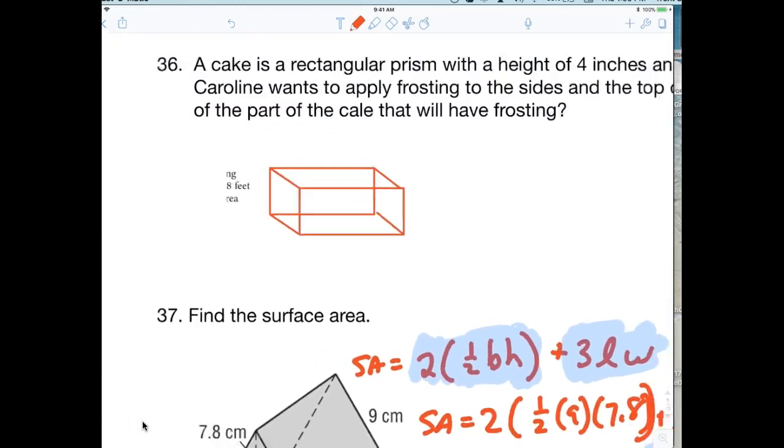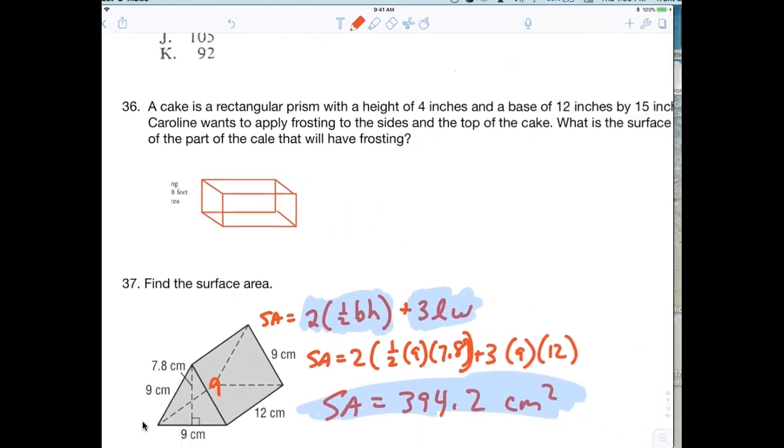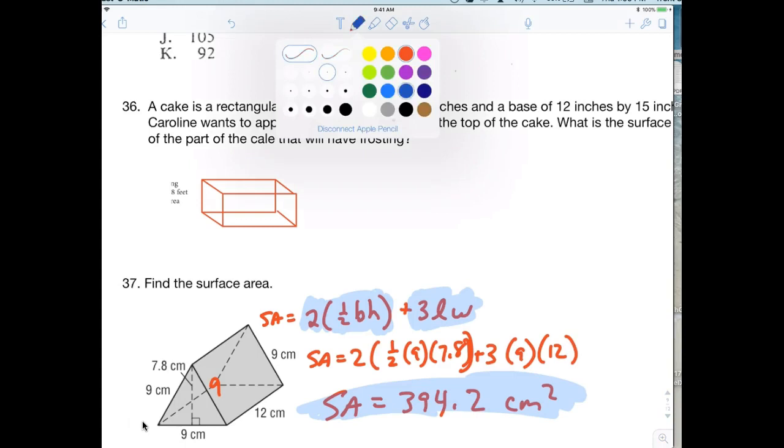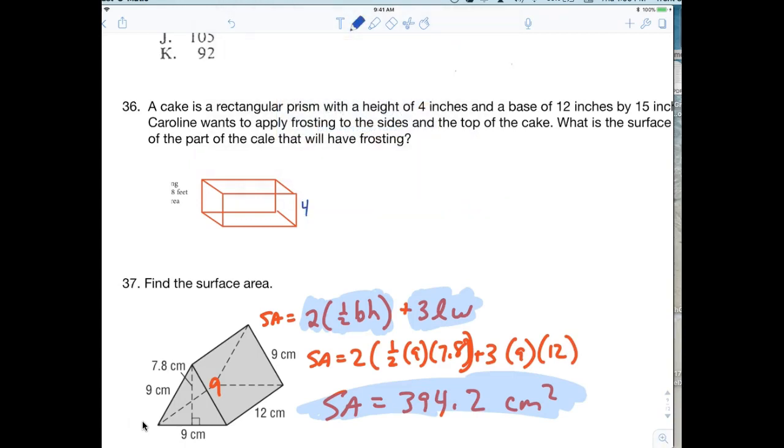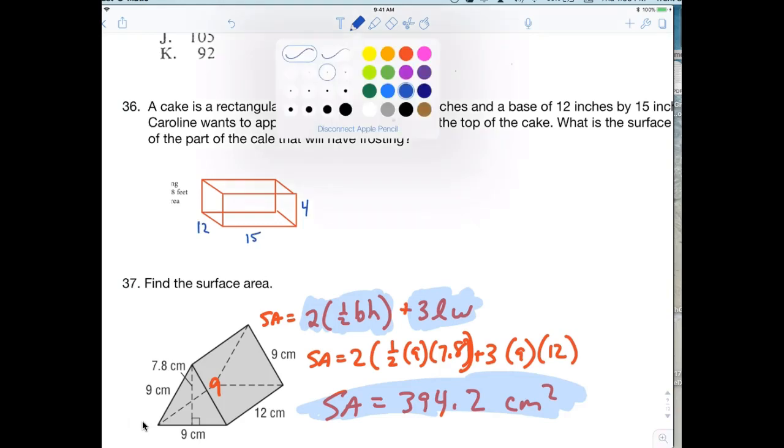All right, so the dimensions of the cake are, the height is 4, so I'm going to put a 4 in here. And the base is 12 by 15. All right, is everybody with me on this?